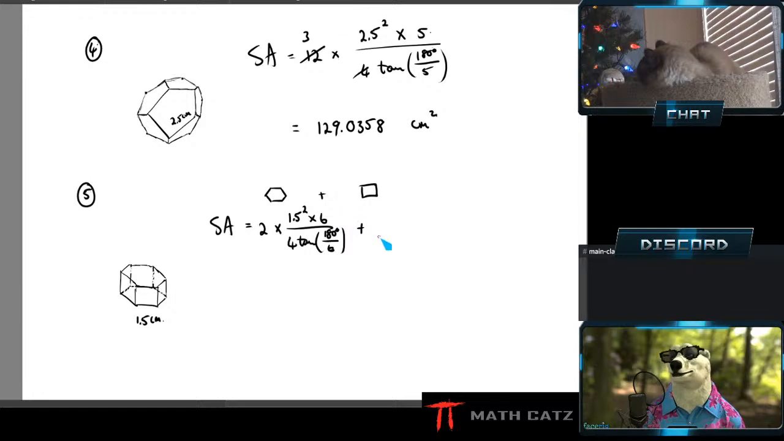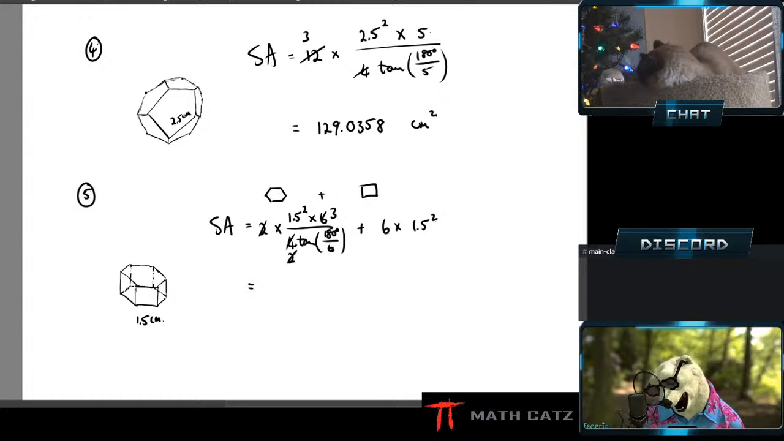Plus the area of the squares. I need to know how many there are. There are 6 all the way around, the walls of this prism. Times, I don't need a fancy formula for that. It's a square, 1.5 squared. I can maybe simplify the 2 and the 4 there, and the 2 and the 6 to make that a 3. Let's make my calculator life easier and do it all in one go. 1.5 squared times 3 divided by 10 in degrees of 180 divided by 6.